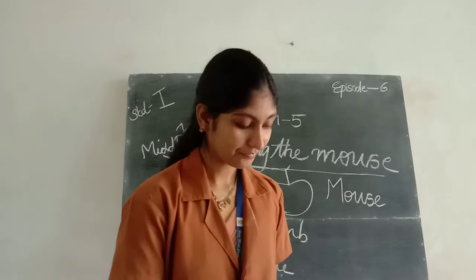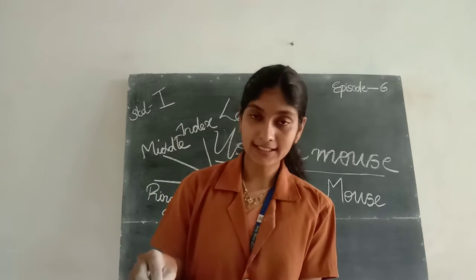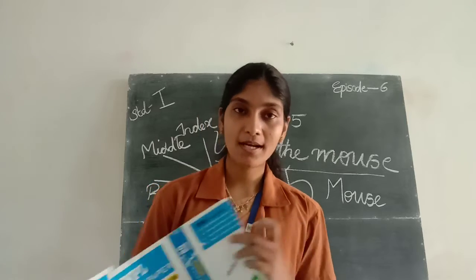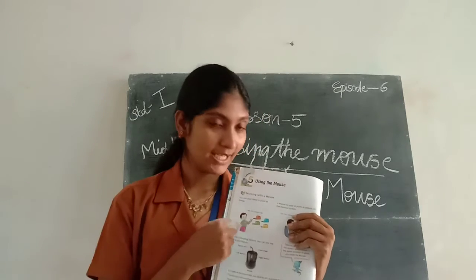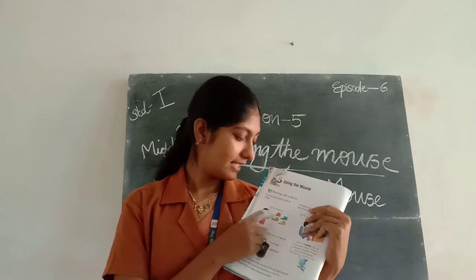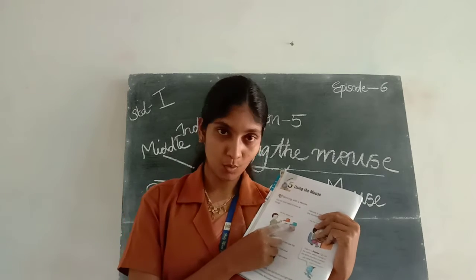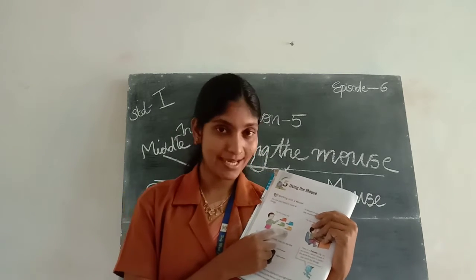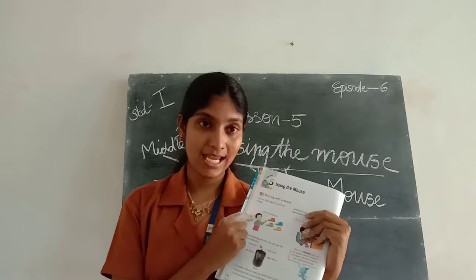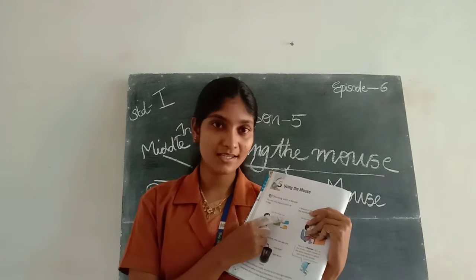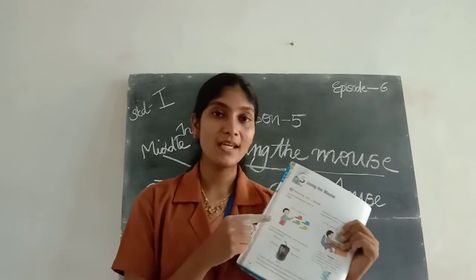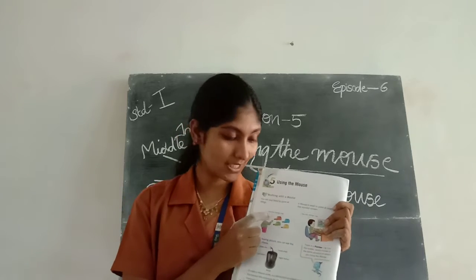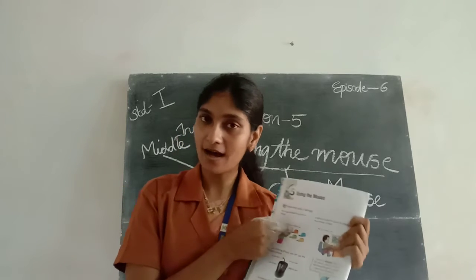Here, look at page number 30 in your textbook. You use your hand to point at things. I like this orange cap. Here there are some caps: orange cap, blue cap, green cap and yellow cap. Here is a boy. He says, I like this orange cap. Can you see this orange cap? Point your finger to that cap. Which cap? Orange cap.